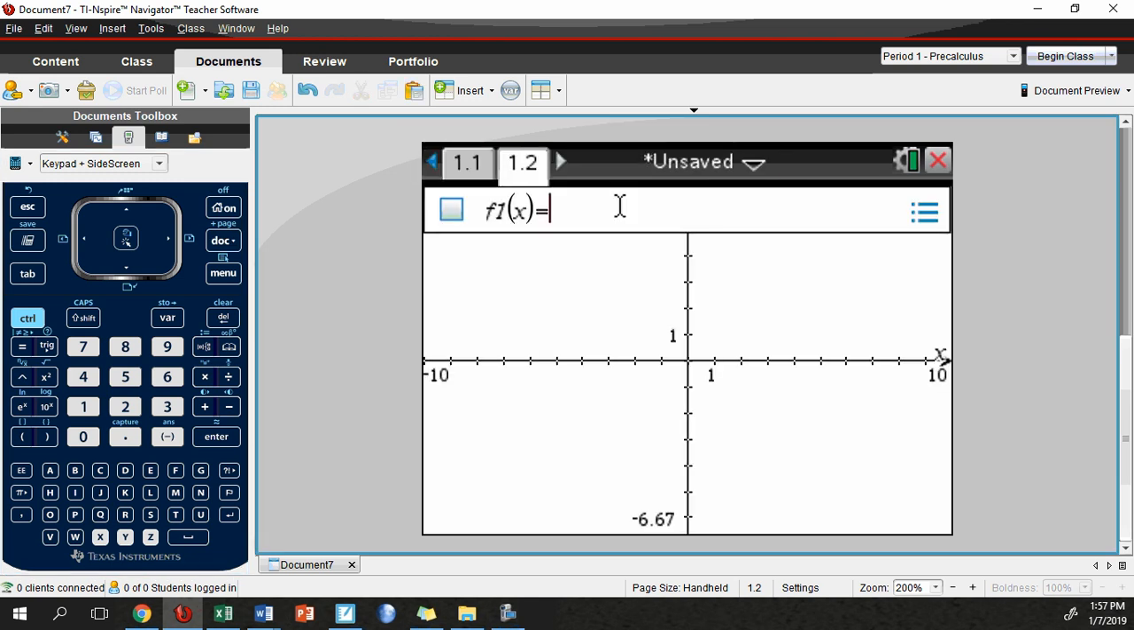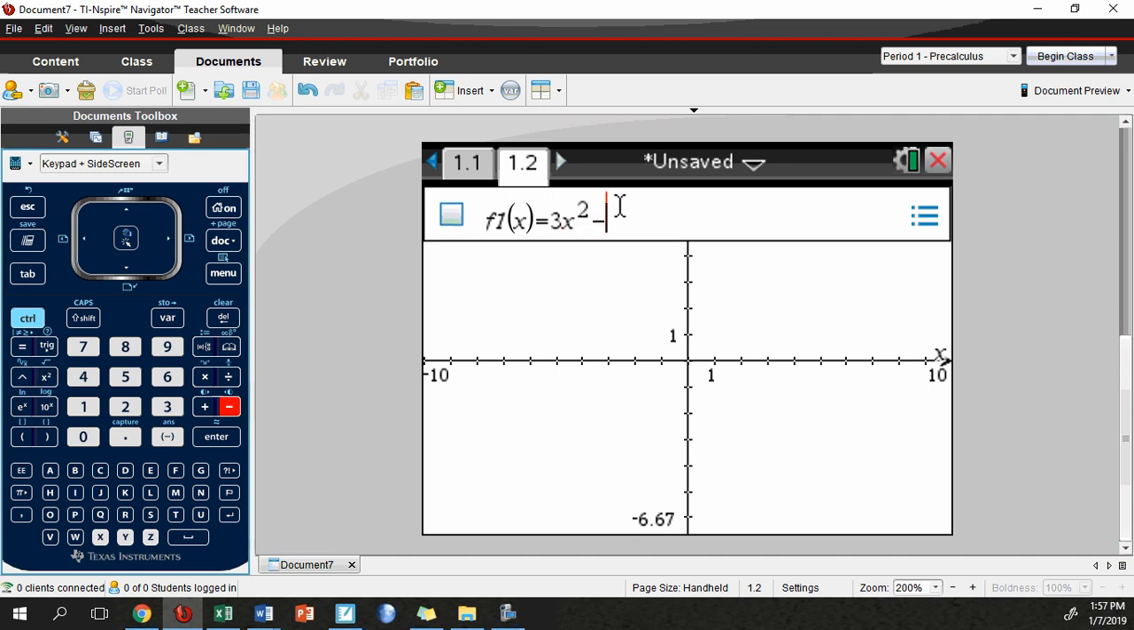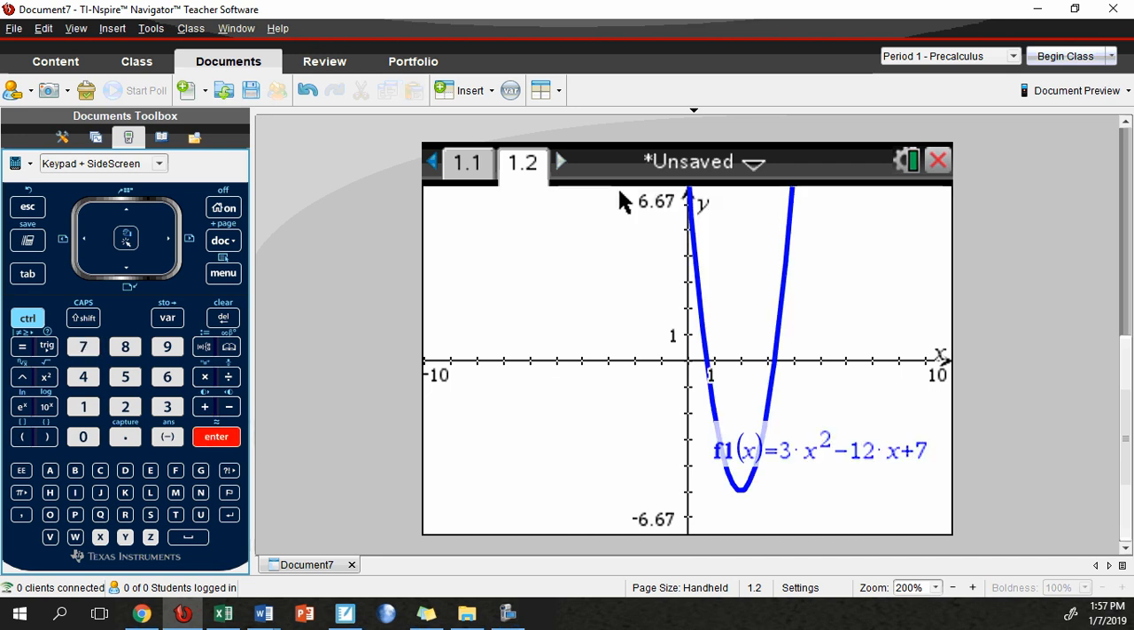Then what do your steps say to do after you get that? The graph entry line will appear as f1 of x, and it did. And then it said to do what? Type in your given function here. So this is going to be 3x, which is down here by the alphabet key, squared minus 12x plus 7. And then hit enter.